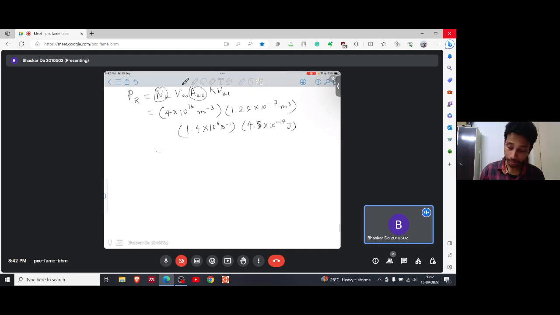So after doing all the multiplication, we will have 3.25 into 10 to the power minus 3 watt. So it is 3.25 milliwatt. So the power available from the laser is 3.3 milliwatt.